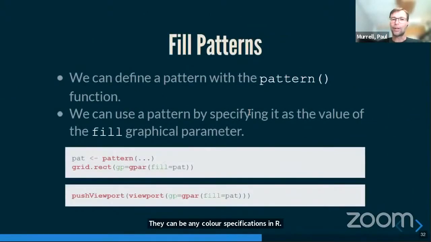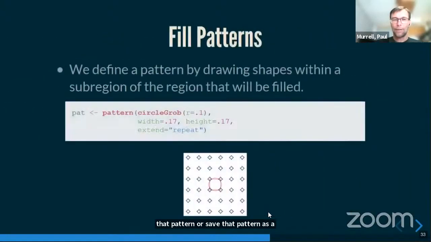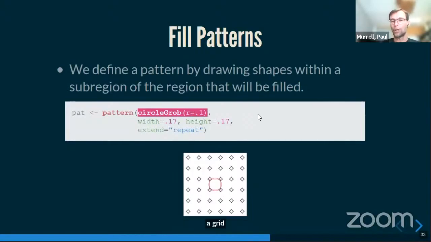Okay, pattern fills are slightly more exciting. Again, there's a function that defines the pattern fill, and then I just say that I want to fill things with that pattern, or set that pattern as the default fill for any shapes that I draw in a viewport. Now the fun thing is that the pattern I want to use is a grid grob. So basically I use grid to draw a shape, and then that becomes the pattern to fill something else with.